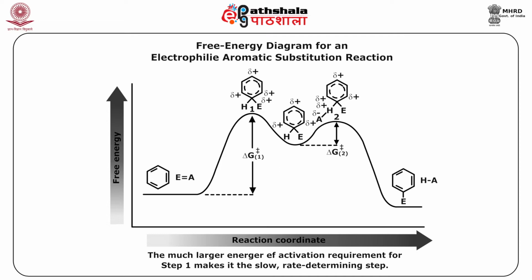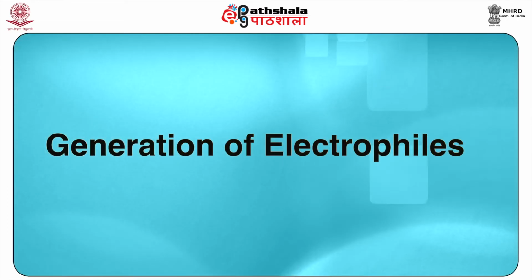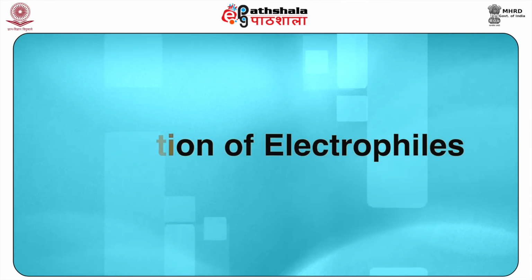Now you can understand how the slope is basically differing in this diagram of the free energy, which is displayed here. Now students, I will tell you briefly about the generation of electrophiles. We have learnt about the steps which are involved in electrophilic aromatic substitution. We have learnt about the energy profile diagram, where the fast and slow steps are in this reaction.